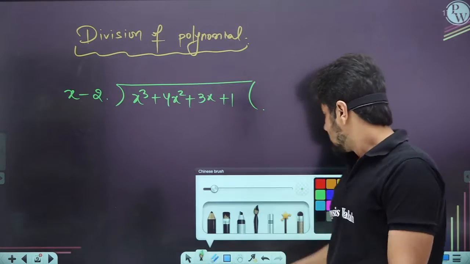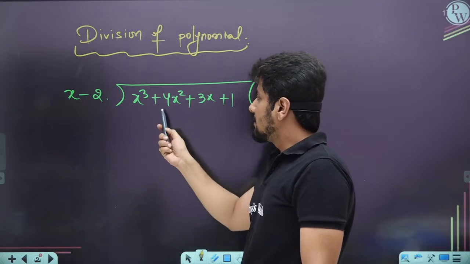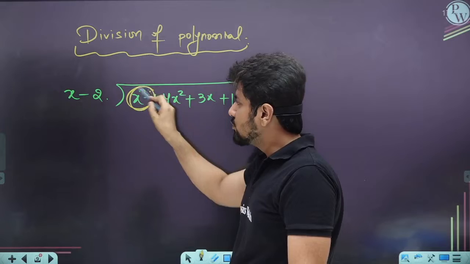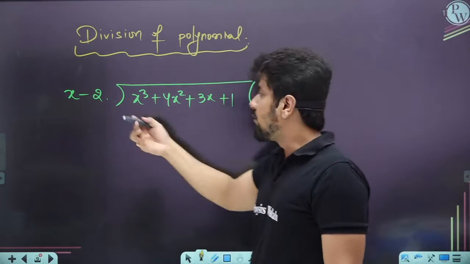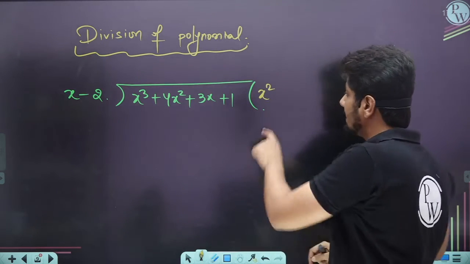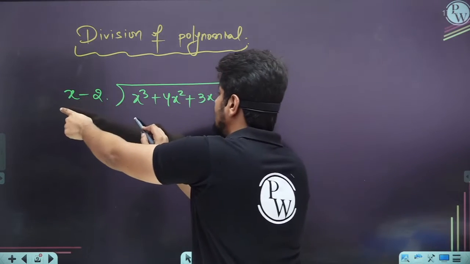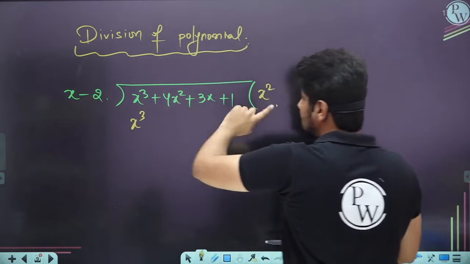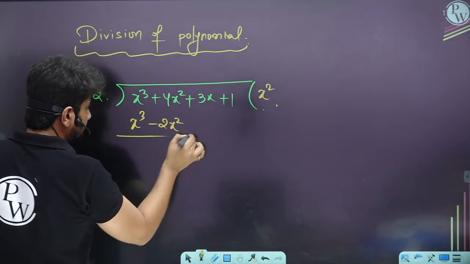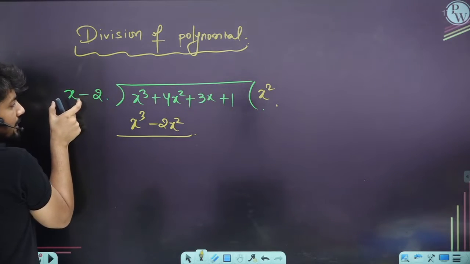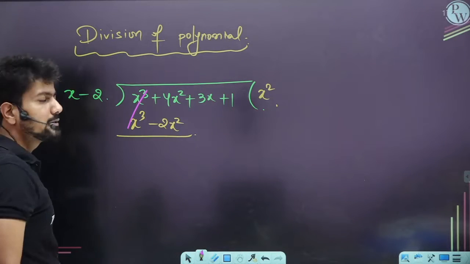Let's divide that. So how do we divide this? I hope you guys remember that. First of all, I have to cancel out this term x cube. So I will multiply this x minus 2 with x square. x square multiplied by x will be x cube, minus 2 multiplied by x square will be minus 2x square. So this is what we get. If you multiply by x square, we get x cube minus 2x square, and then you subtract this and this term gets cancelled out.